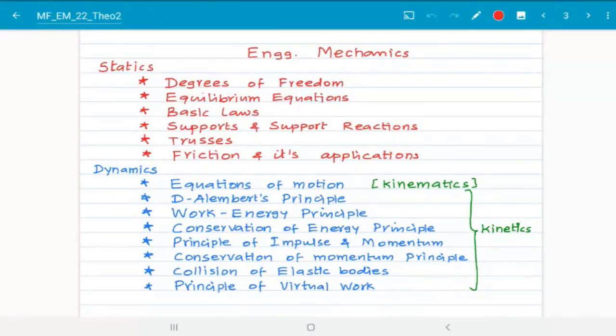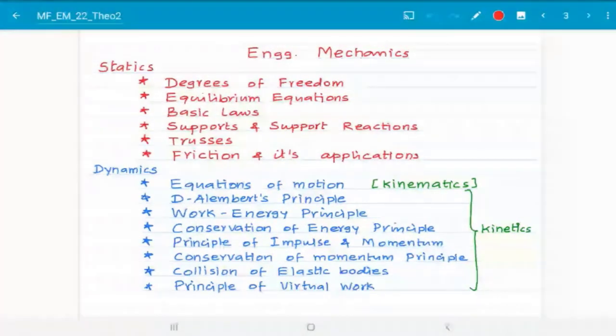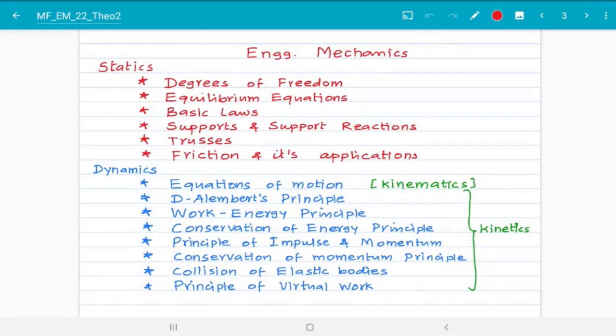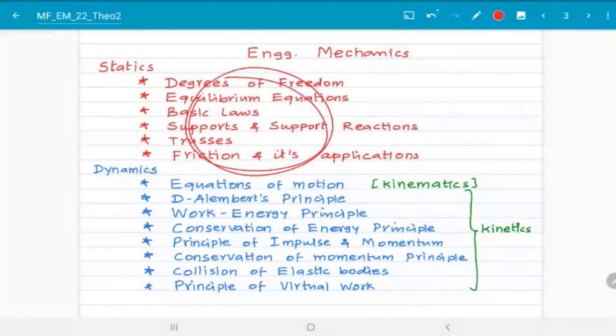Then supports and support reactions. Already we have seen this in strength of materials. Once again, we will go through that. Types of support, types of loads, types of beams. Then we will use that information in trusses. Trusses, a very simple chapter. Mostly 2 marks questions will be there. Then friction and its applications. So these are all coming under statics.